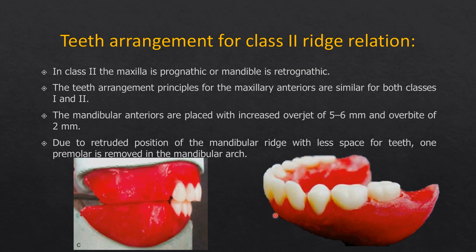In this case, we may have to remove one of the premolars. That is, we remove the first premolar. That is, after the canine, directly the second premolar and both the molars are set. And this is essentially the difference in a class 2 relationship. Also, an overbite of 2 mm is kept.